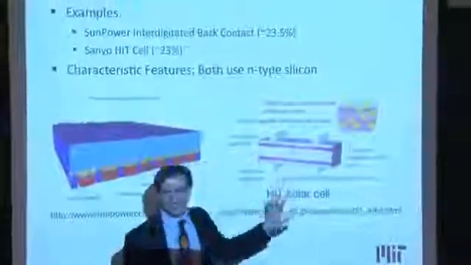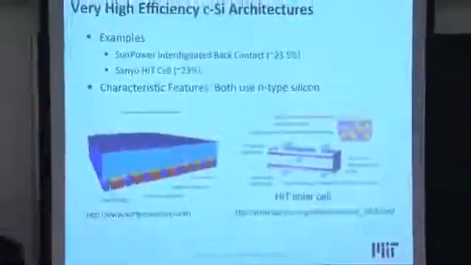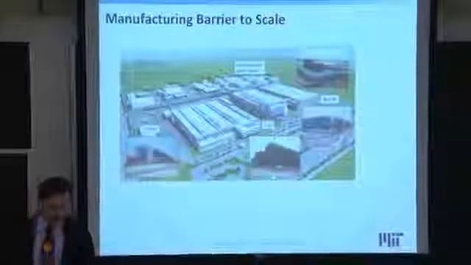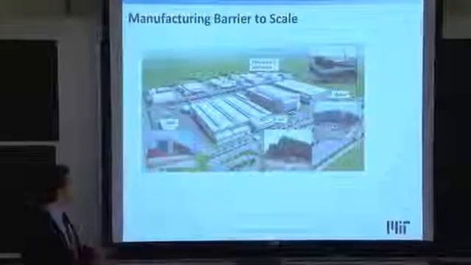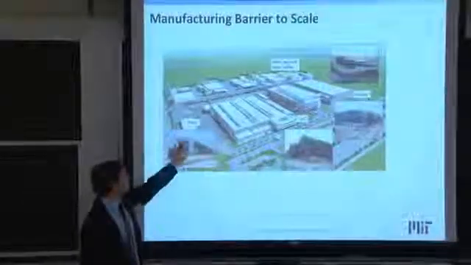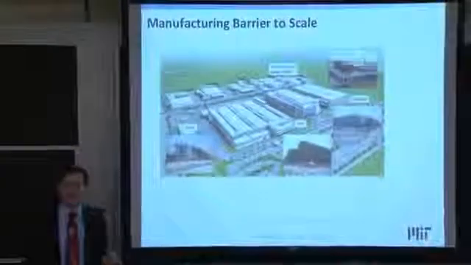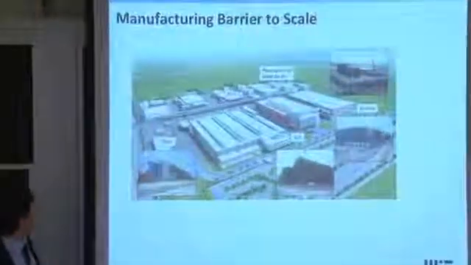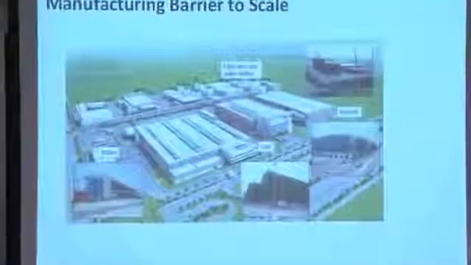And then there are also other device architectures which we'll get to during our thin films discussions. A couple of ancillary topics: barriers to scale. This is the size of a 1 gigawatt peak plant, a manufacturing facility for wafers, cells, and modules. This is a palm tree right here. These are roads, so you get a sense of scale.